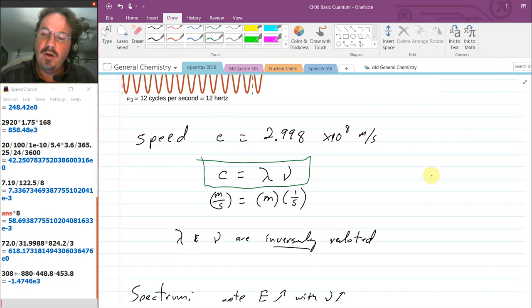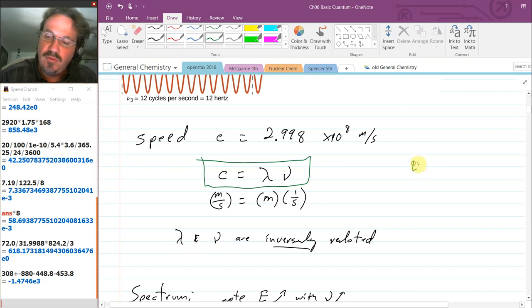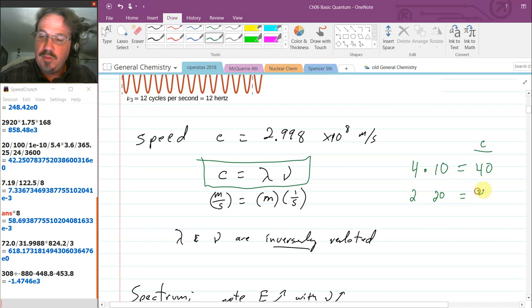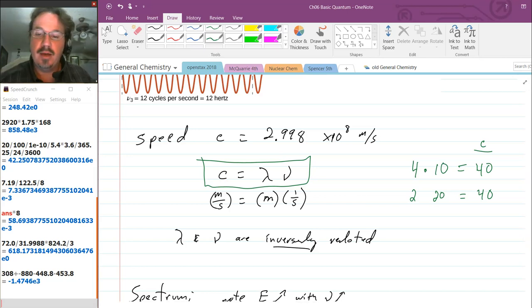I mean, let's say one of them was 4, the other one was 10. 4 times 10, that's 40. That would be like the speed, if you will. And so if I said, let's say my wavelength went from 4 down to 2, my frequency would go up to 20. See, this one's going down, this one's going up, and they still multiply together to get 40. And that's kind of what's happening here. You always get 2.998 times 10 to the 8th meters per second. So as one goes up, the other one has to go down.